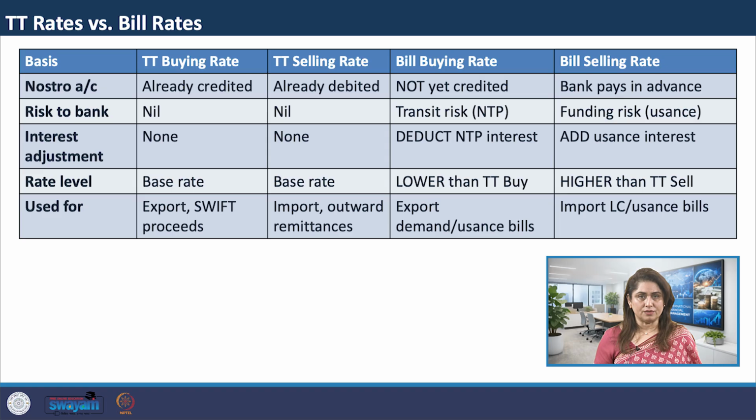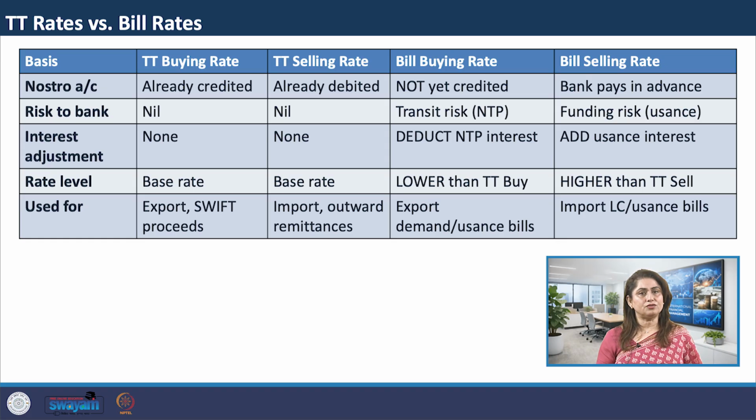In bill buying transactions, the bank has not yet received the foreign currency in its nostro account. Because the bank has to wait for the money to arrive, it faces transit risk and deducts notional transit period interest. Therefore, the bill buying rate is lower than the TT buying rate.